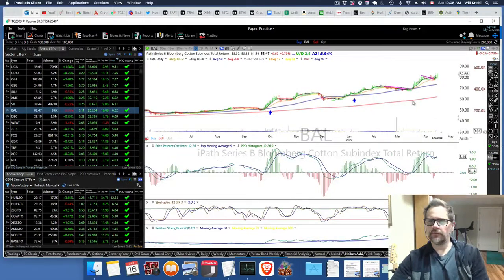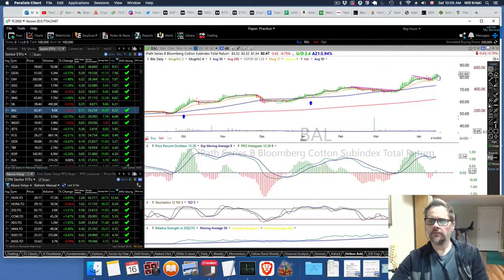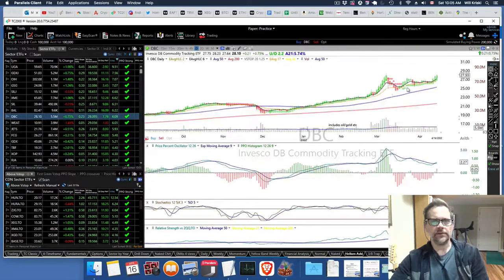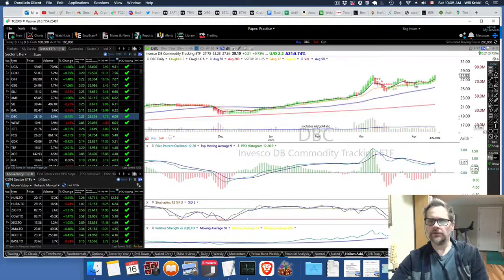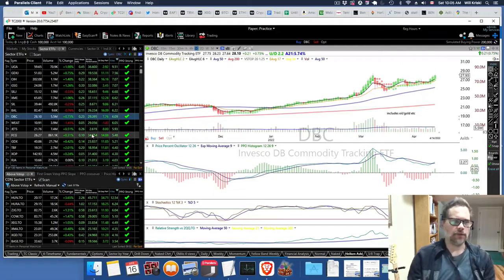other commodities, there's cotton, same sort of thing, really nice. It's got a good 90-day performance and 30-day as well, and it poked out again a few days ago. Cotton, there's a DBC, which is a commodity tracker, which gives you a bunch of commodities, but it also includes oil and gold as well. So it's good to know what's in the ETFs, because you could have duplication in your investments.